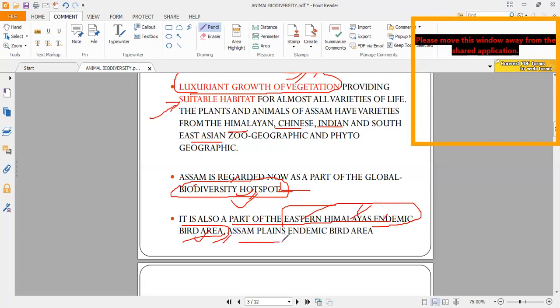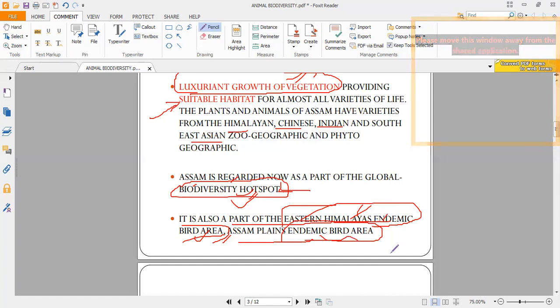Then again in Assam, the plains are also a different endemic bird area. The plains of Assam are a different endemic bird area. In the plains of Assam, we can find some birds that are not visible in other parts of the earth. So we can see here that endemic means there are many varieties of these birds that are visible here, or we can observe them in the state of Assam.